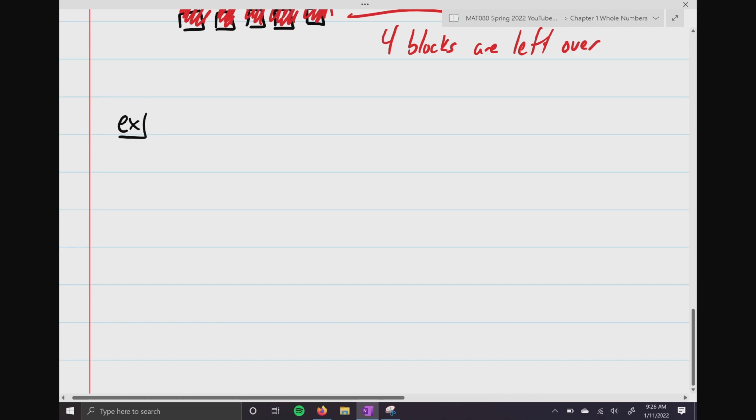So now we're going to look at an example where we have to do this thing called borrow, okay? So I'm going to write borrow here because this is going to be the example for borrow. And it's going to be 42 minus 19, okay?